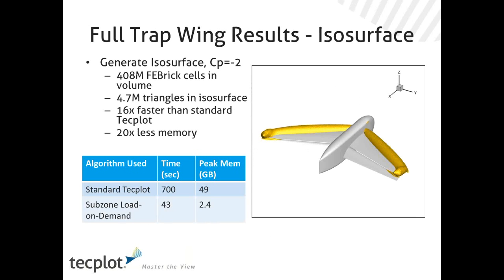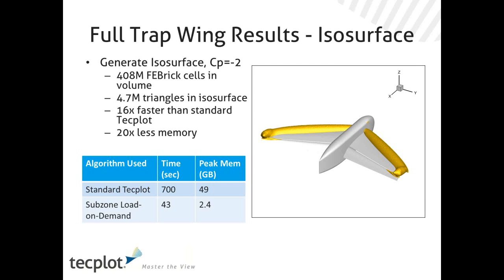This is an isosurface at pressure coefficient -2, so it's a low pressure region, and the standard Tecplot took 700 seconds to read this data and generate this, and in this case it was 443 seconds for the subzone load on demand. It used 2 gigabytes of RAM, 2.5 gigabytes of RAM, much faster, 16 times faster.